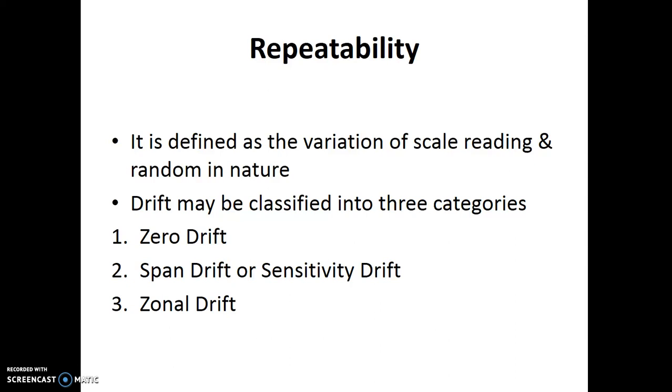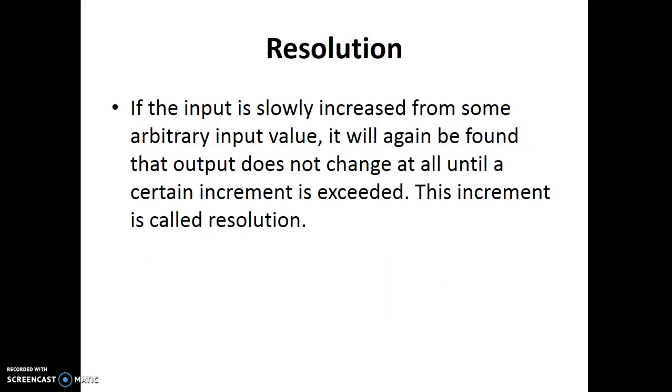Drift may be classified into three categories: zero drift, span drift or sensitivity drift, and third one is zonal drift. Resolution: if the input is slowly increased from some arbitrary input value, it will again be found that output does not change at all until a certain increment is exceeded. This increment is called as resolution.